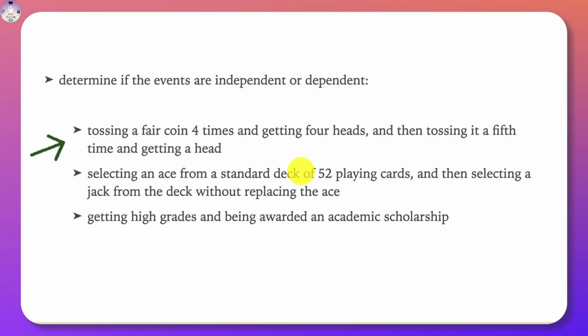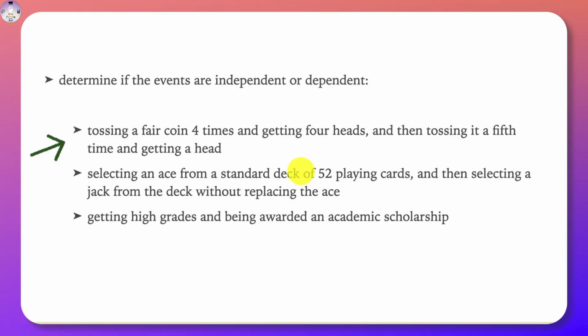Tossing a fair coin 4 times and getting 4 heads, and then tossing it a 5th time and getting a head. Well, all we're trying to determine here is whether tossing the coin 4 times in and of itself and then tossing it a 5th time and getting a head, whether those two sets of events are independent or dependent. Well, the probability of getting a head or a tail with the flip of a fair coin, assuming that it's flipped the same every time, which we do, is 50%.